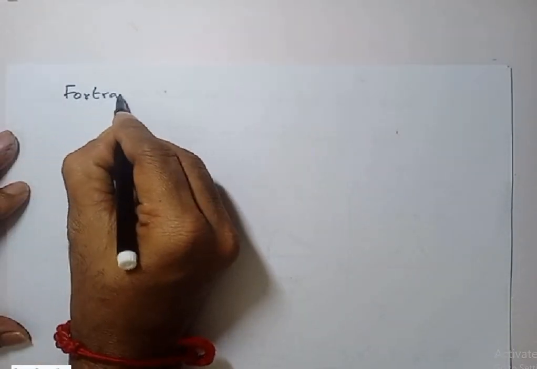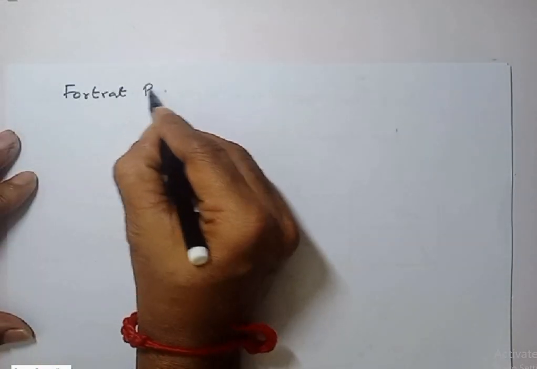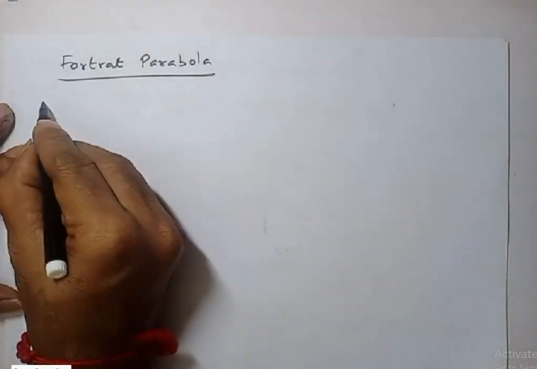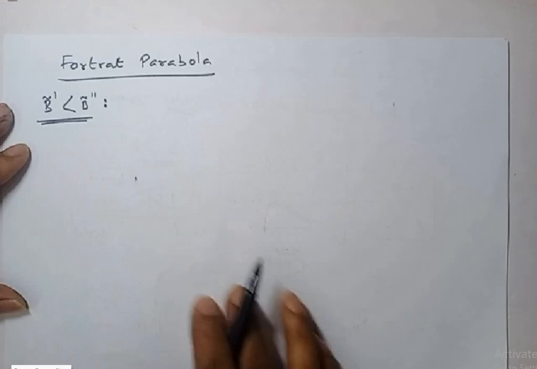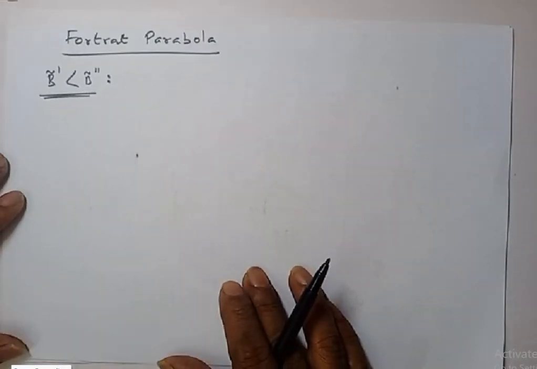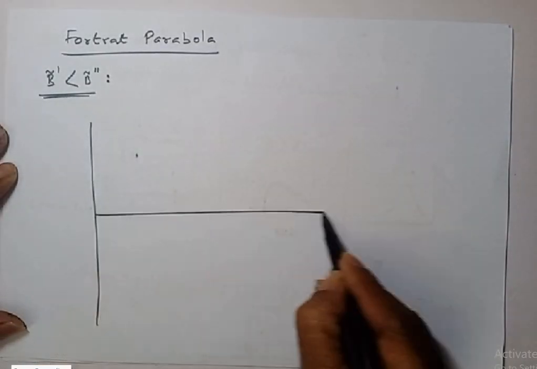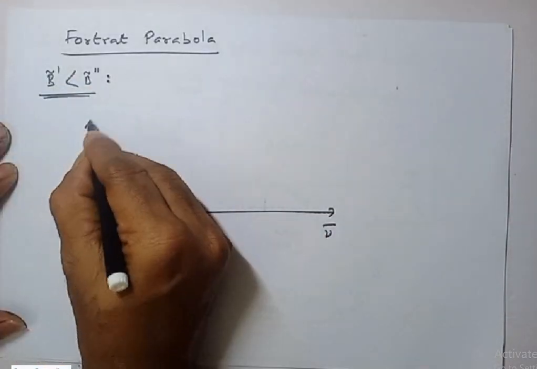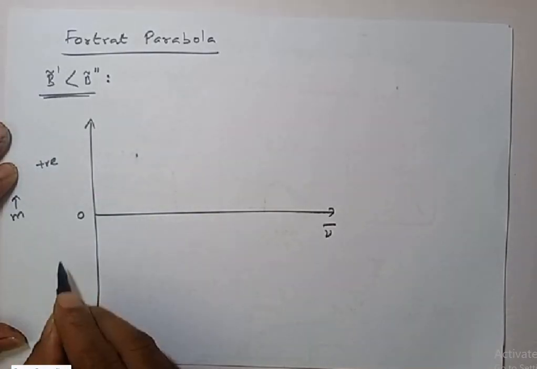It is called the Fortrat parabola, Fortrat diagram or parabola. What is meant by this? Listen, suppose I take this case, that is B prime less than B double prime. Suppose in a diatomic molecule, B prime is less than B double prime. In this case, if I plot frequency on the x-axis and m values on the y-axis, here m value 0, and here m values are positive, I am plotting m. And below, m values are negative.